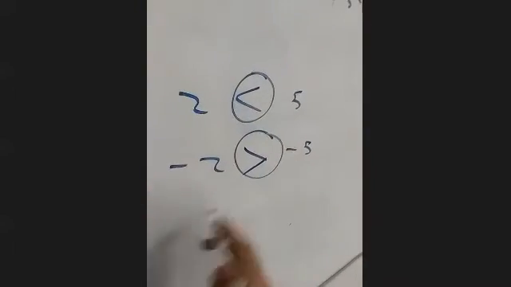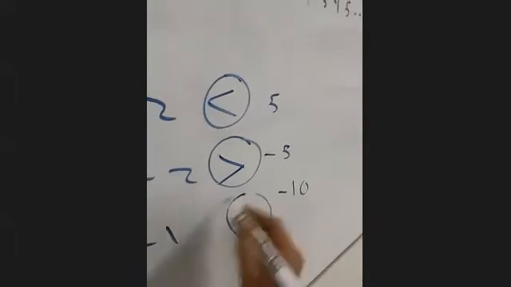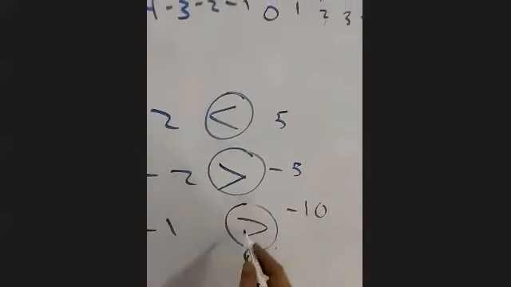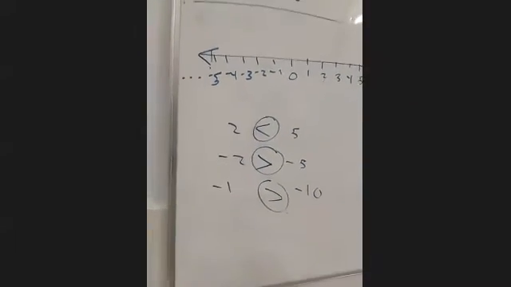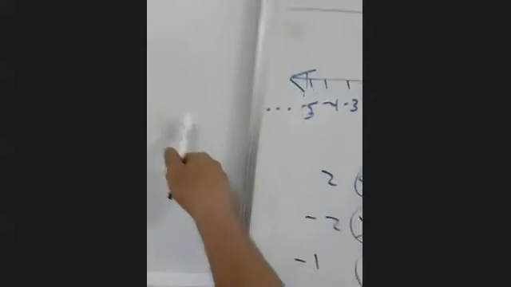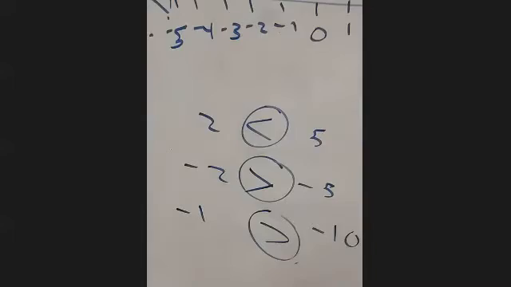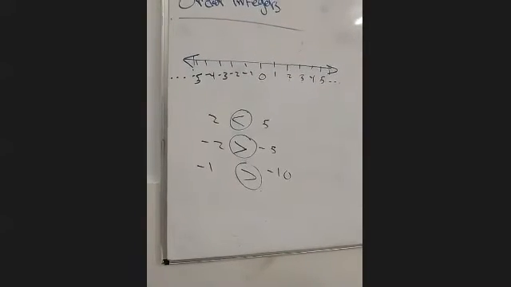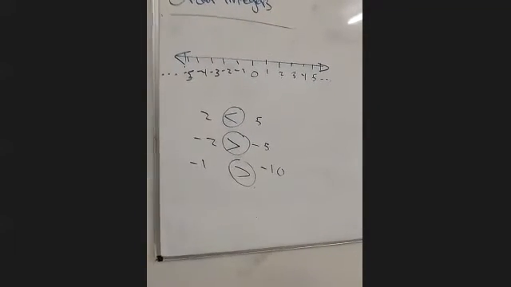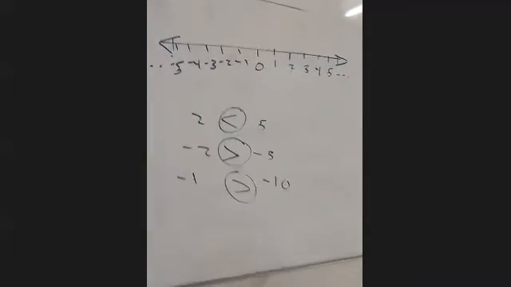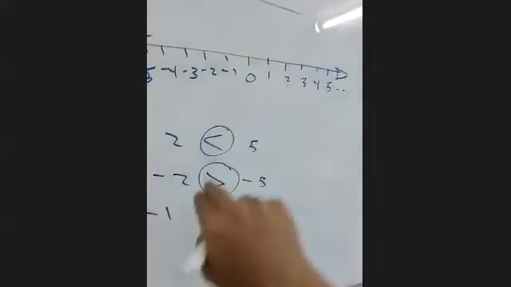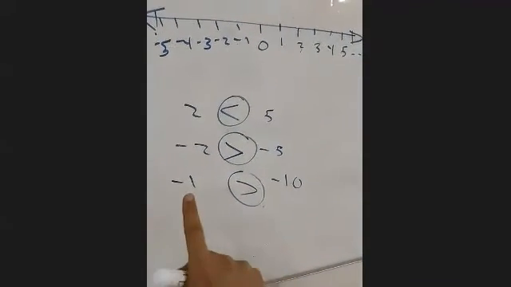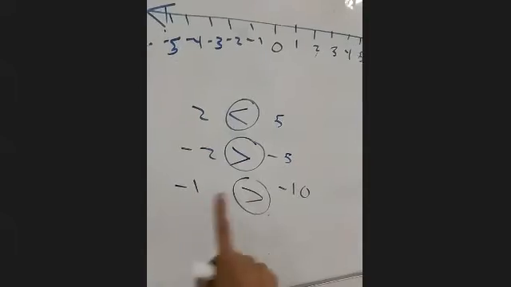Now, for example, if we have -1 and -10, -1 is bigger than -10 because it's closer to the 0 than -10. Here, -10 will be here, for example, which is farther from the 0 than -1. So in the negative, guys, we do the opposite. The closer to the 0 is bigger, but in the positive, the farther from the 0 is bigger. 5 is farther than 2, so 5 is bigger. And here, -1 is closer to the 0, so -1 is bigger.